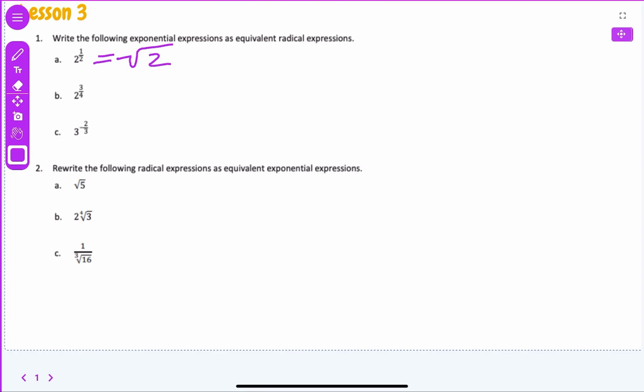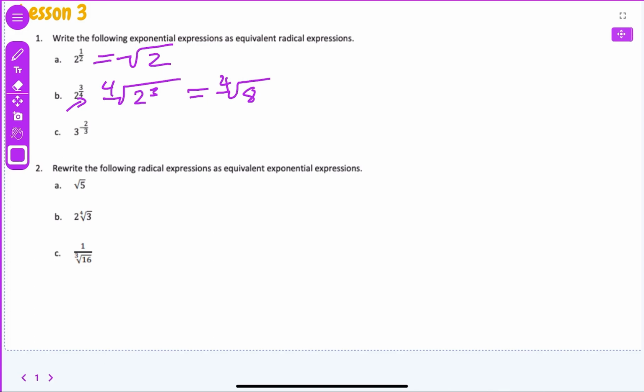So then if it is 2 to the 3/4 power, how would you do that? The bottom tells you what the root is, so now it's going to be the 4th root of 2 cubed. The top, the numerator of the fraction, goes inside with the base. Okay? So we could still do that and say what? The 4th root of 8.